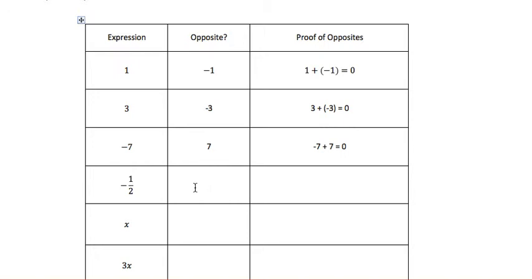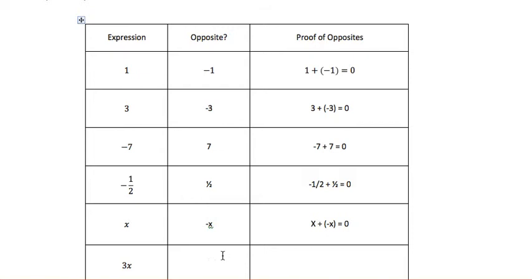Next term, negative 1 half. The opposite of negative 1 half is 1 half. And we'll add them together, and they equal 0. And now we'll look at algebraic terms. The opposite of x is negative x. And when we add x plus negative x, we get 0, no matter what the value of x is.